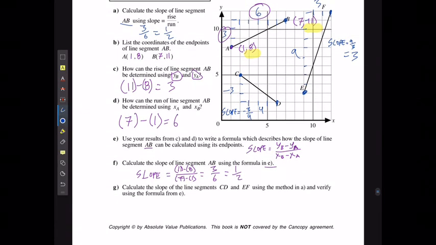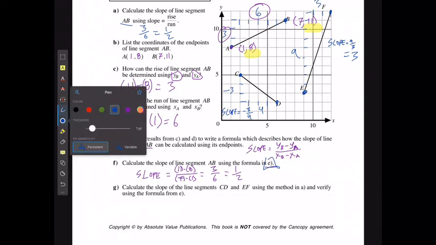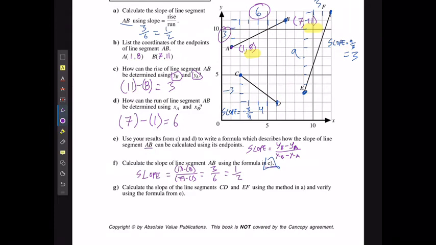If I'm using the formula in E to verify this, well, I have to write out what the points would have been. So I'm going to say that the points for C are going to be 2 and 5, and for D is going to be 6 and 2. The point for E is 9 and 3, and the point for F is 12 and 12.